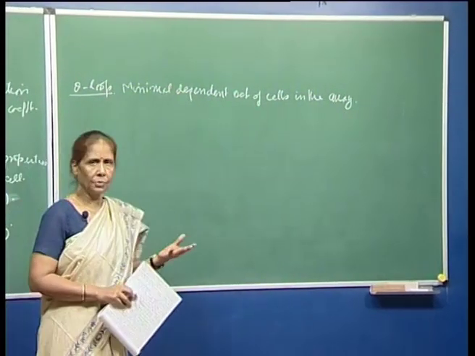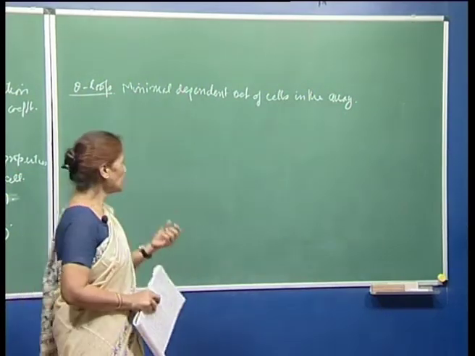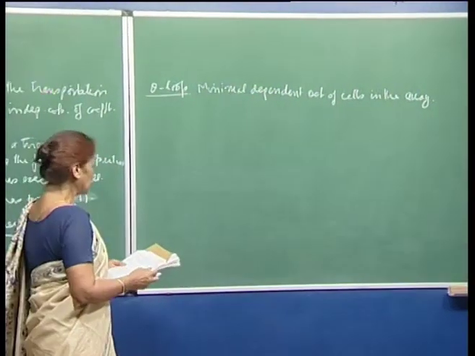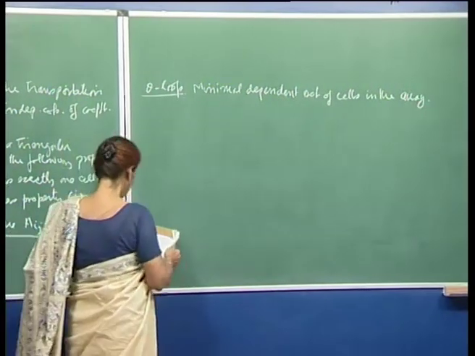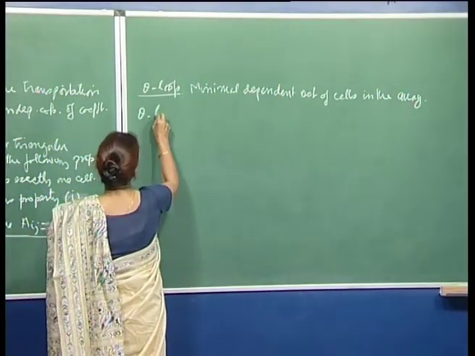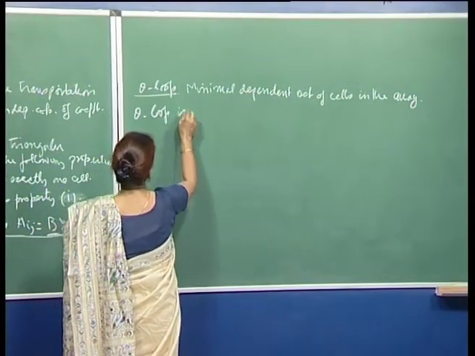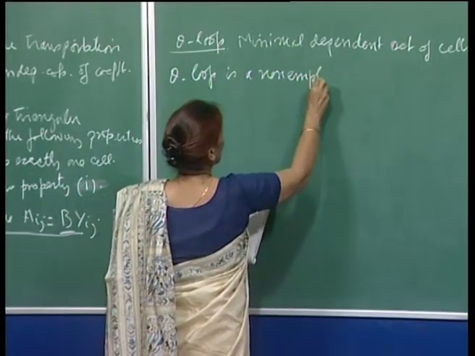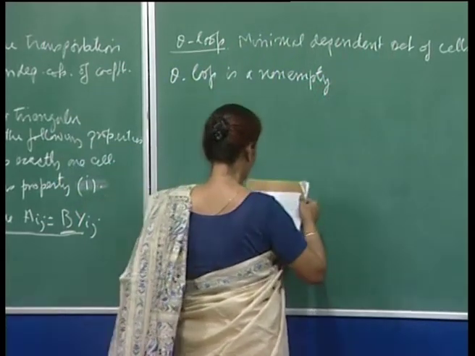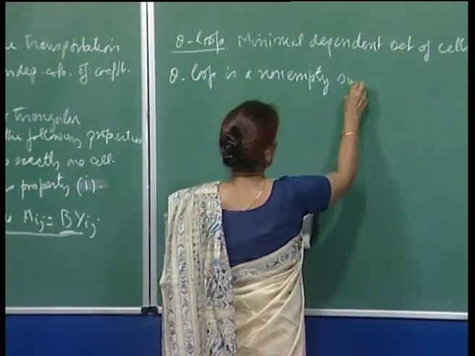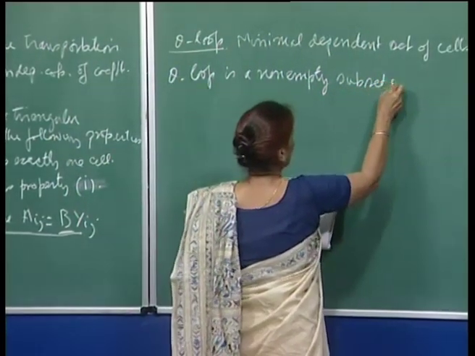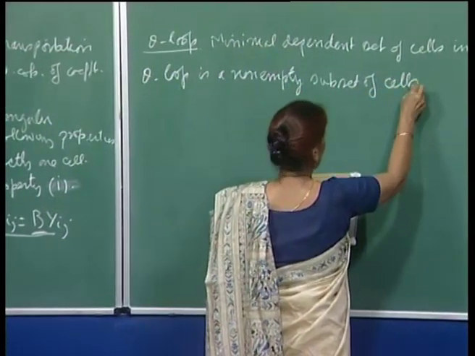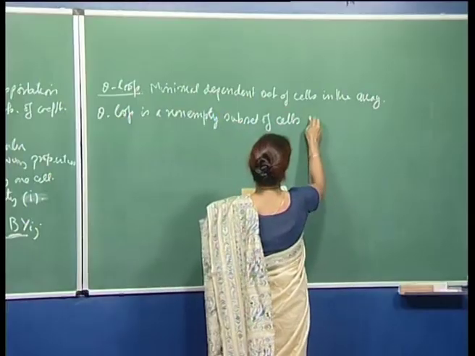Now, I have already told you what we mean by an independent set of cells. Now, we talk of a dependent set. So, a theta loop is a non-empty subset of cells with the following properties.